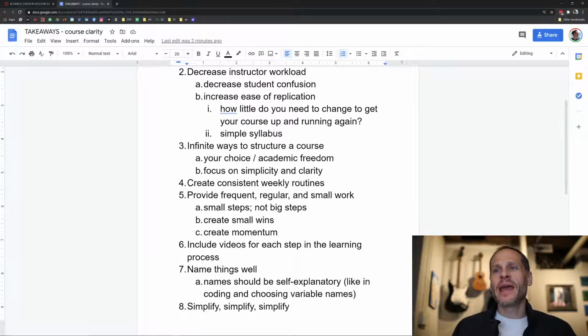And then you want to name things well. Names should be self-explanatory. So in coding and programming, when you choose a variable name, you want the name to explain itself. You don't want people to have to go research what this variable is doing. Likewise, you want the name of whatever you're putting into the online course to explain itself.